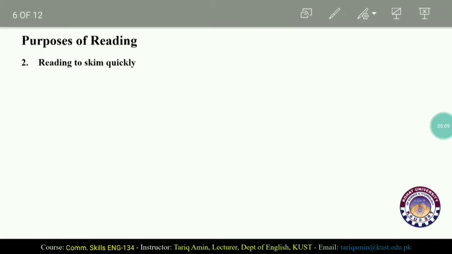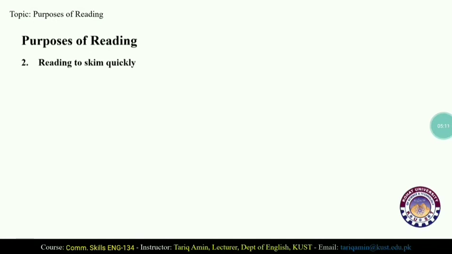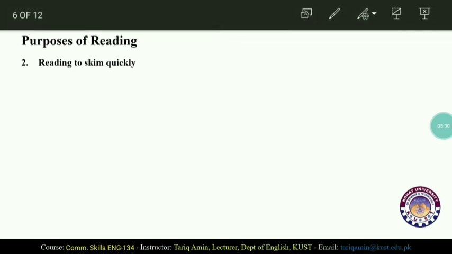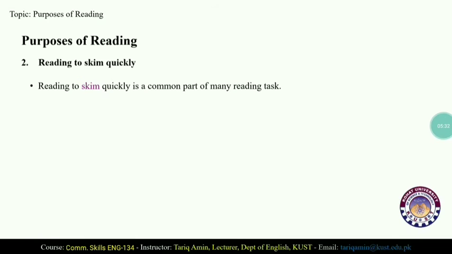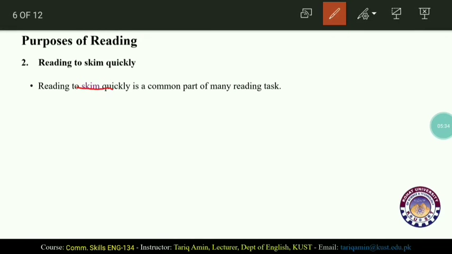The other purpose, the second purpose, is reading to skim quickly. We had discussed the same in our previous classes as well, where we had discussed skimming. Skimming was one of the strategies that we had discussed in the class, that skimming is also a speed reading technique where we read a text in order to get the overall idea of the text. Now, reading to skim quickly is a common part of many reading tasks.